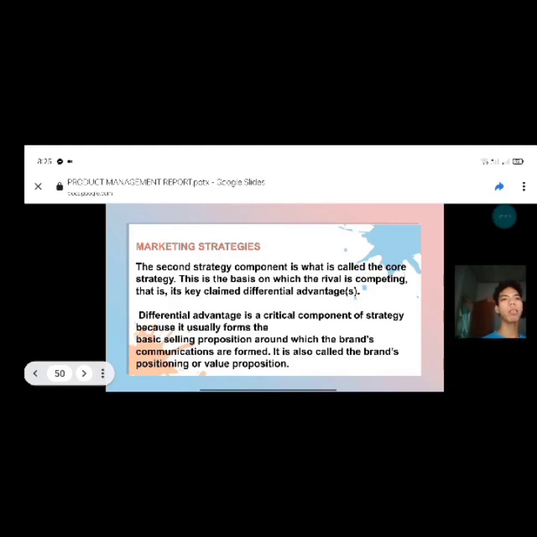Sabi dito, advantage daw ng isang negosyo yung pagbebenta ng produkto around the market. Meron dito yung sinabi na selling proposition around which the brand's communication is formed. Kahit hindi ka magsalita o mag-talk, meron dun sa product selling proposition nakalagay yung brand, kunyari, paano gamitin yung produkto na to. Yun, may nakalagay naman dun kung paano gamitin, o tinatawag na brand's positioning or value positioning. So, this is my topic.